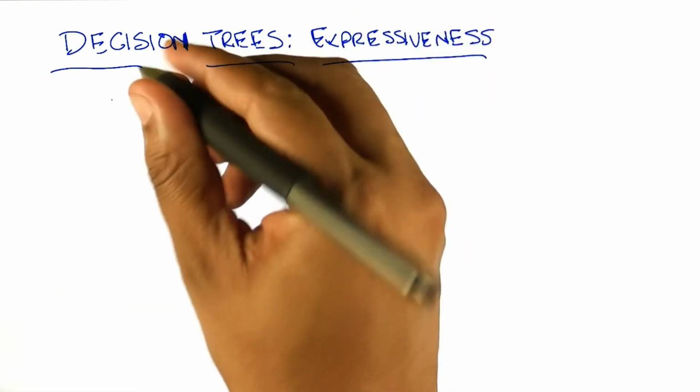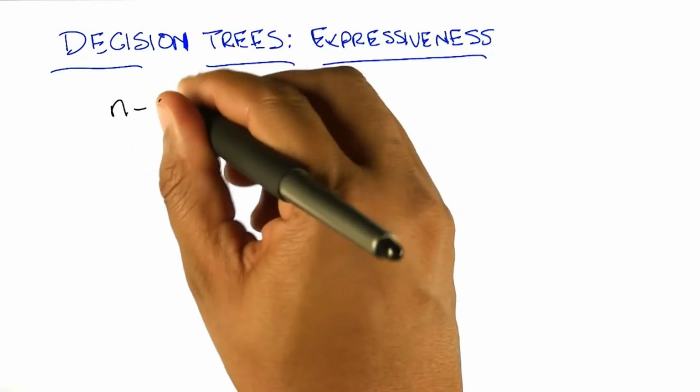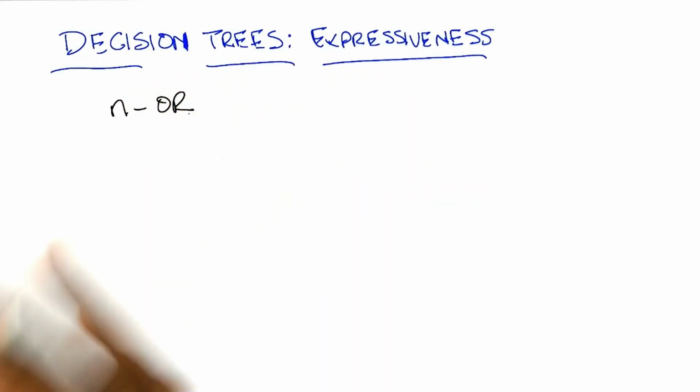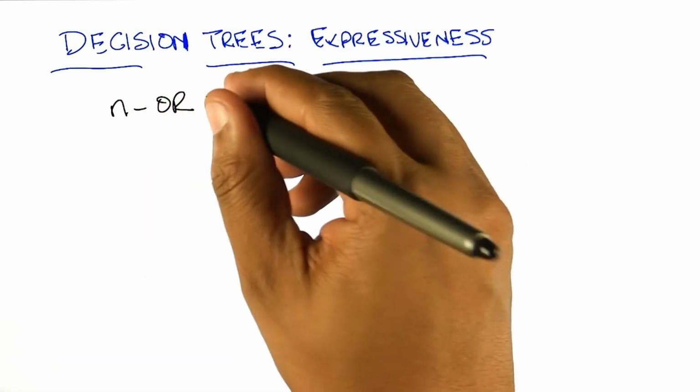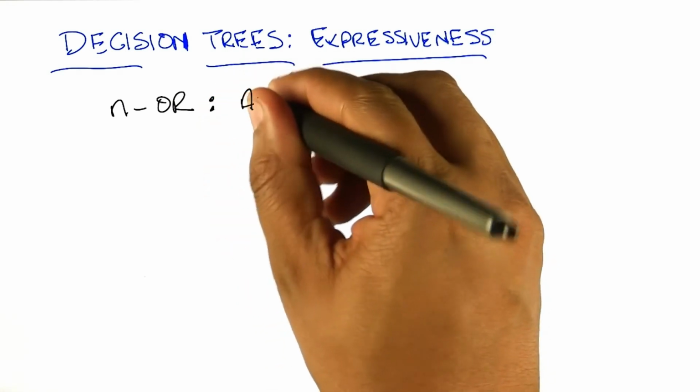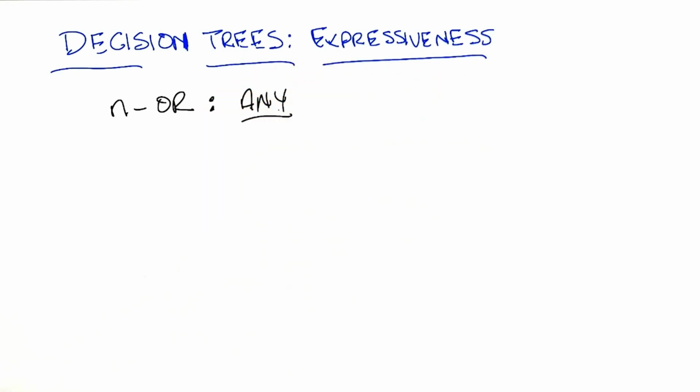So in the case of an N version of OR, that is, we have N attributes as opposed to just 2, we might call that the any function. That is a function where if any of the variables are true, then the output is true. We can see that the decision tree for that has a very particular and kind of interesting form. Any ideas, Michael, about what that decision tree looks like?